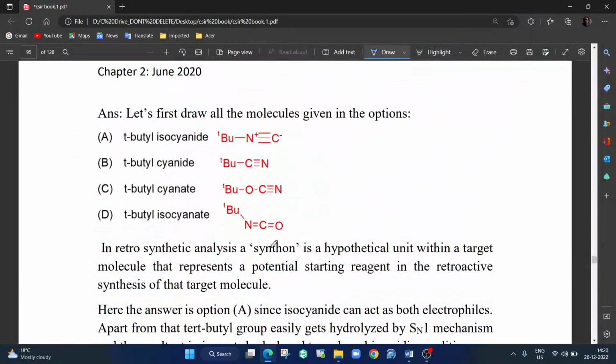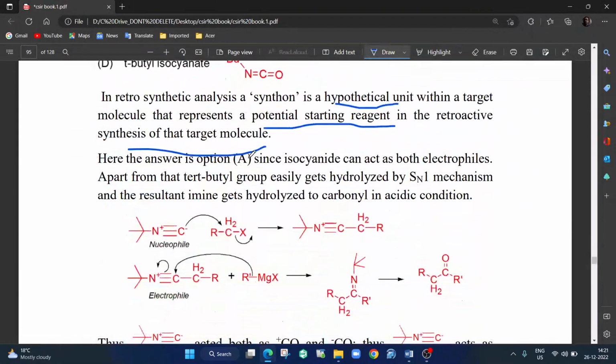In retrosynthetic analysis, a synthon is a hypothetical unit within a target molecule that represents a potential starting reagent in the retrosynthesis of the target molecule. So it is a hypothetical unit. This is what we want. If you look at option A, tert-butyl isocyanate, carbon has negative polarity, so this can go and attack here, right?